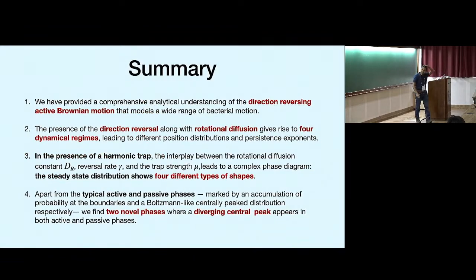So the summary is basically this. What I'm saying is that this direction reversing active Brownian particle is not specific to it, but any active particle which has two time scales, you may expect to see some very novel, interesting features where these two time scales interplay. You should look at the interplay between these two time scales, and if you observe that, you will see some features which are absent in normal active Brownian motion.